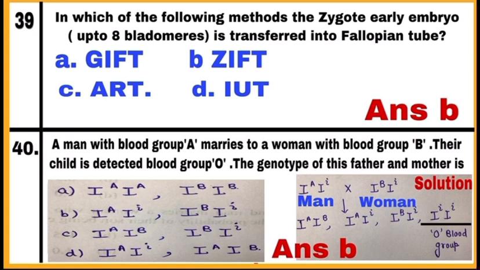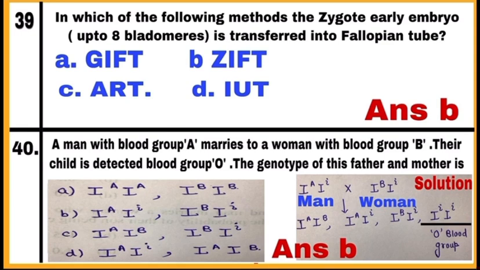Question 39. In which of the following methods the zygote or early embryo up to 8 blastomeres is transferred into the fallopian tube? In ZIFT, zygote intrafallopian transfer, in this technique, the zygote or early embryo up to 8 blastomeres is transferred into the fallopian tube. So here mark B as a correct answer.